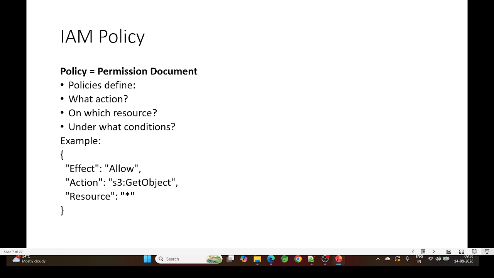Now coming to the IAM policy, let's talk about this important concept. An IAM policy is a document that defines permissions. It tells AWS what actions are allowed or denied on particular resources. For example, this policy allows a user to perform the S3 GetObject action. An IAM policy is normally written in JSON format.